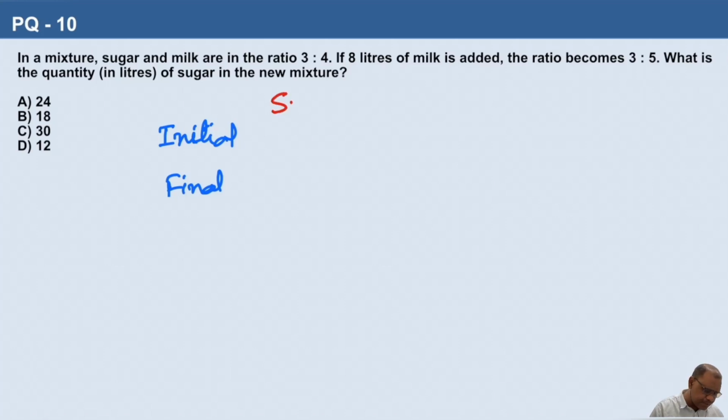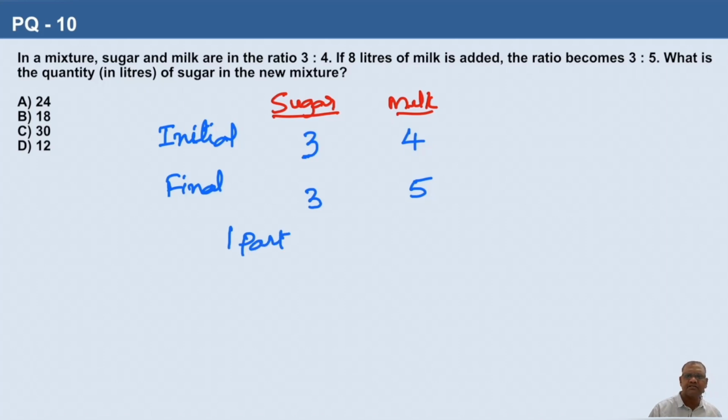We have sugar and milk. So initial ratio is 3:4, 3 parts and 4 parts. And finally it becomes 3:5, 3 parts and 5 parts. So here milk is added. So quantity of sugar remains same, 3 parts. So milk is added 1 part, 4 parts is becoming 5 parts. So that means 1 part of milk is added.